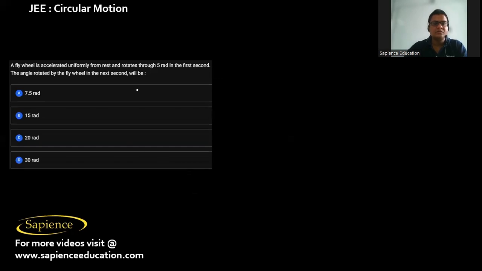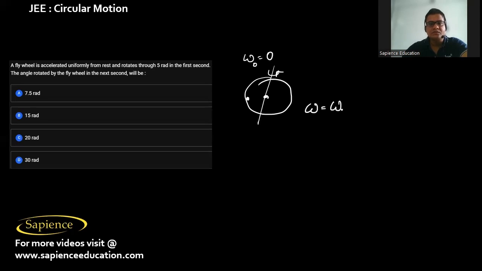And here it is told a flywheel is accelerated uniformly from rest and rotates through 5 radian in the first second. A flywheel that is being rotated from rest, so the initial angular velocity is 0, and rotates through 5 radian in the first second. So we can say omega equals omega naught plus alpha t. It is accelerated uniformly, so alpha is constant. Alpha is the angular acceleration that is constant.